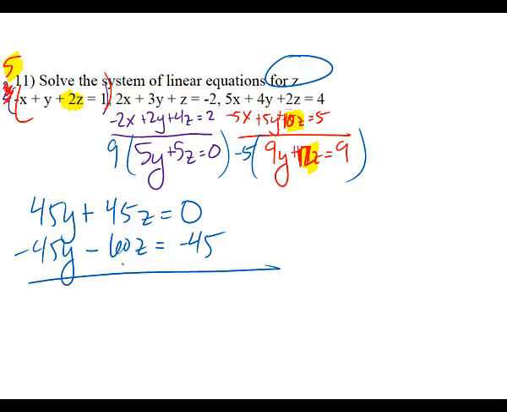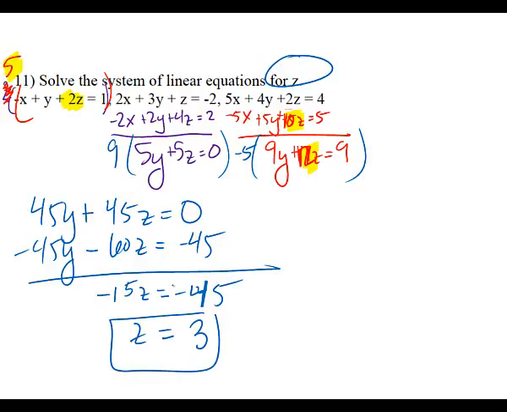What's 45 and negative 60? Negative 25. I think it's 15, isn't it? All right, minus 45. All right, so z is equal to what? Positive 3. Do I have to do anything else? It doesn't ask me to go any further than that.